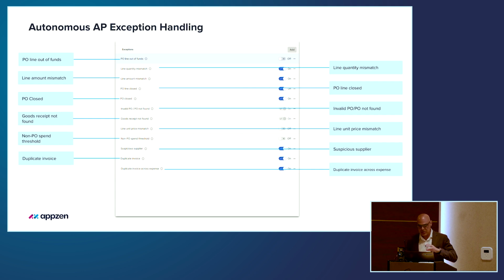So as you can see here, there's a number of different PO exceptions and exceptions in general that you can handle within AppZen, and then there's also different ways that you can route that workflow.